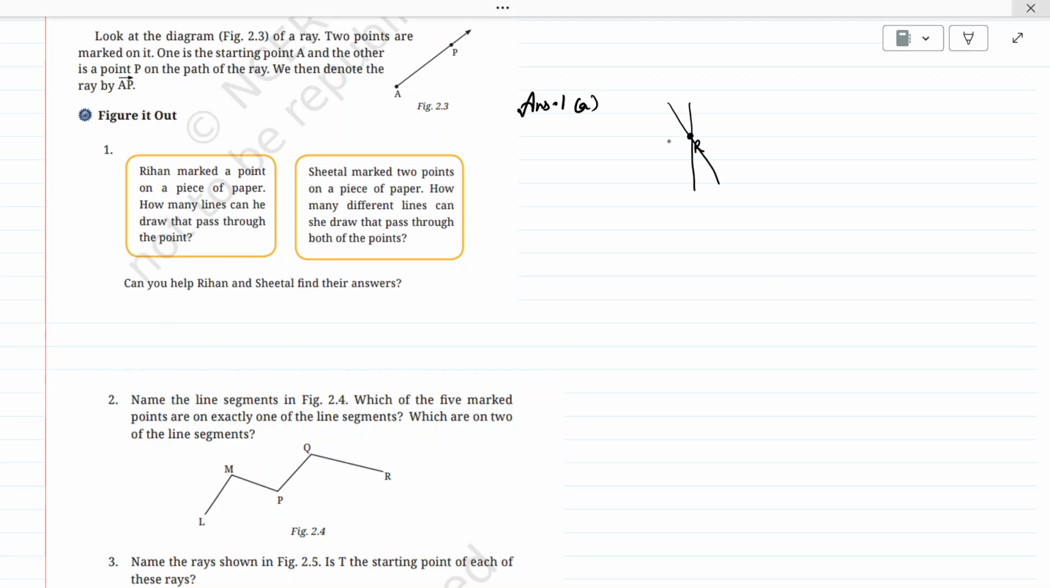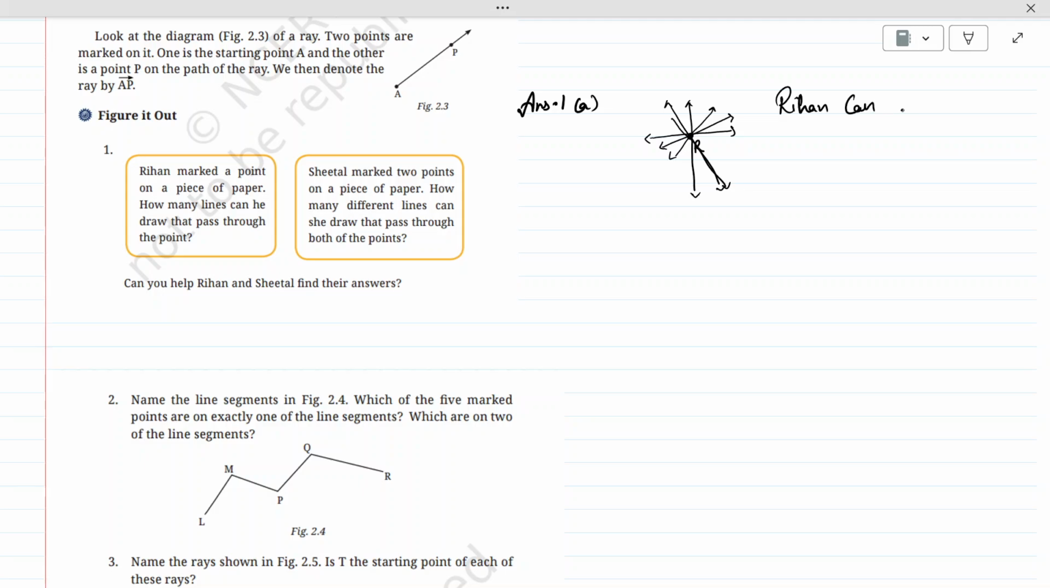1, 2, 3, 4, 5, so on. Okay, so since we have this point, we can draw any number of lines which can pass through this point. Okay, so the answer is we can draw infinite or any number of lines that pass through this point R.